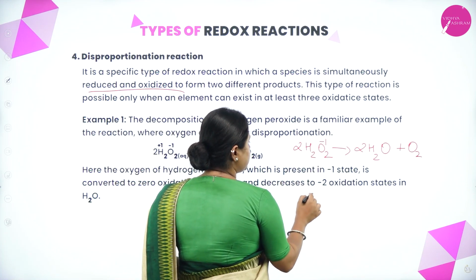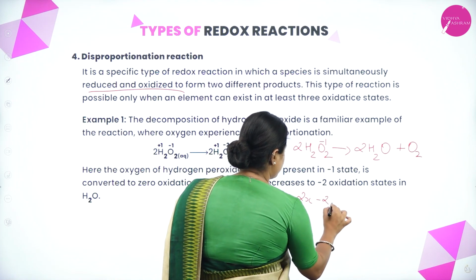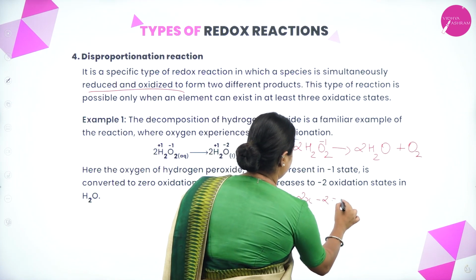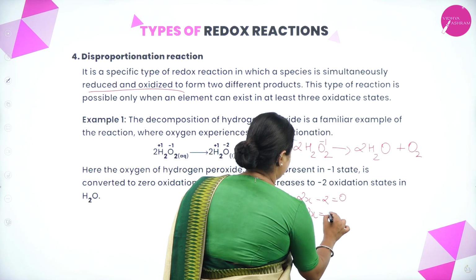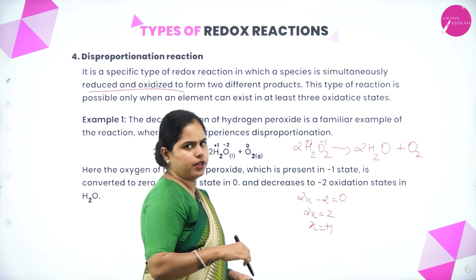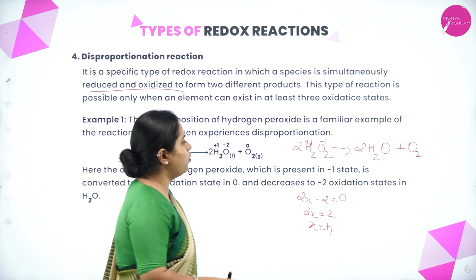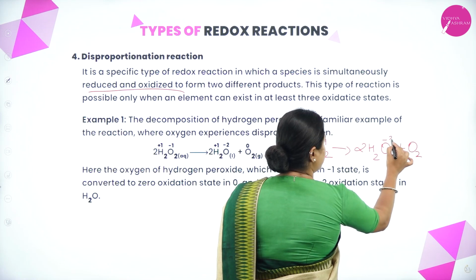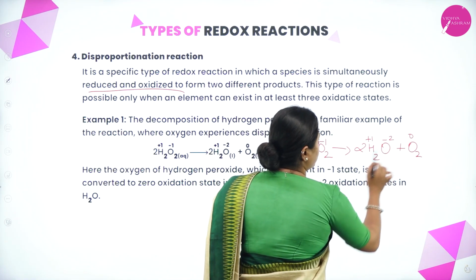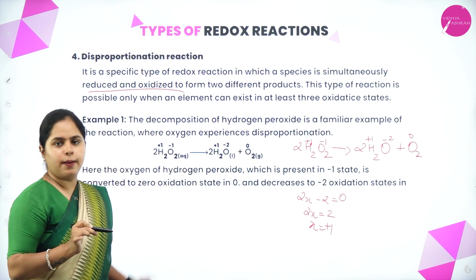Okay. So for hydrogen, how many atoms are there? 2. So it is 2x minus 2 into 1, right? 2 atoms are there. 2x minus 2 into 1 will be equal to 0. 2x will be equal to 2, so x will be +1. Hydrogen again is +1, right? Hydrogen is +1 and oxygen will be -1. Now moving on to water, oxygen will be -2, hydrogen is +1, and here oxygen in its elementary state is 0. So that is what is mentioned here.